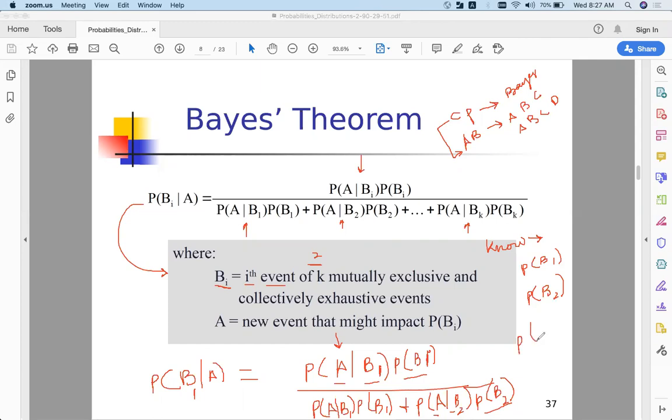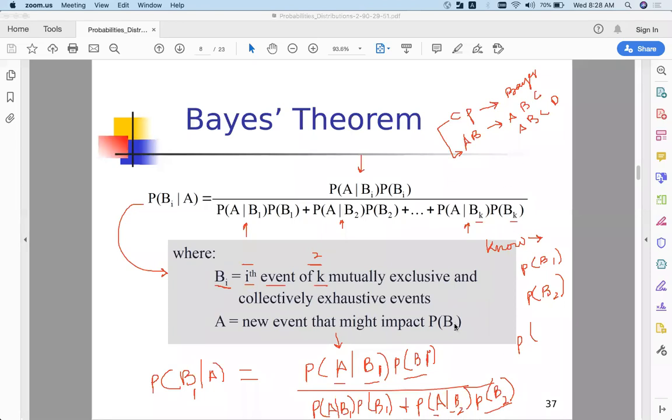Yeah, someone is asking a question. You have taken i as 2, right? In that case the upper one should be the probability of A given B2, right? No, that is i. I'm taking K equal to 2 and i equal to 1. K is below, and i is on the top. Okay.